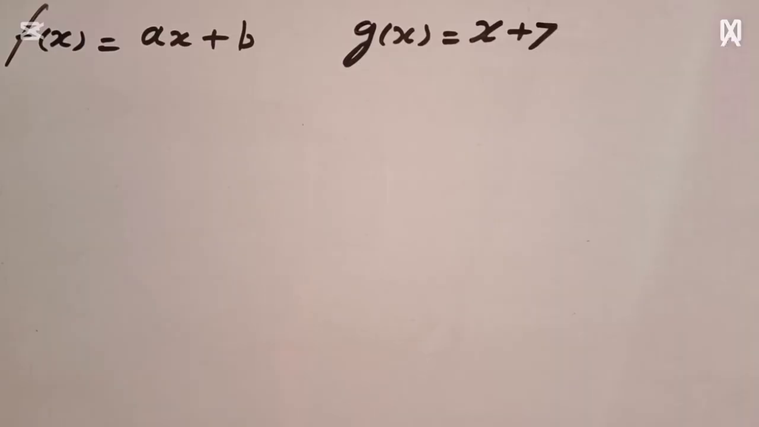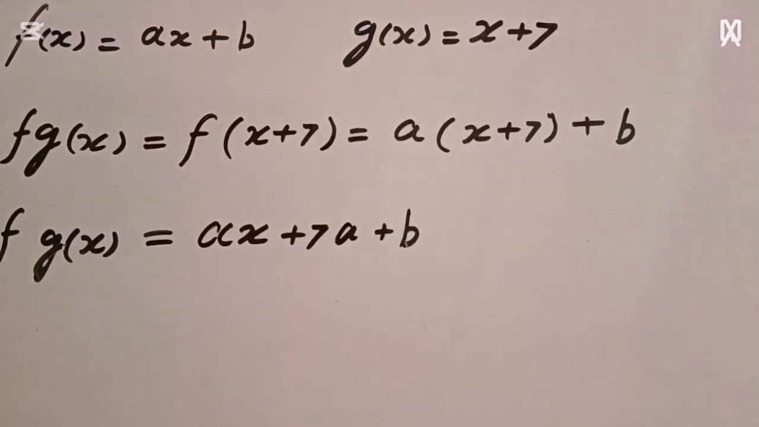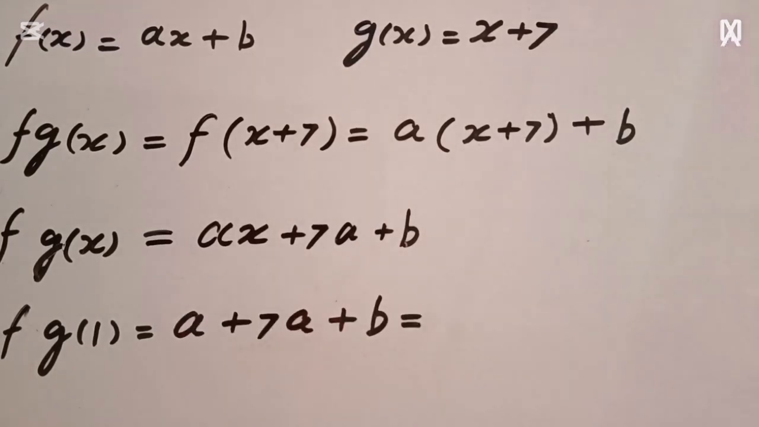These are two functions, f(x) = ax + b and g(x) = x + 7. First we find f(g(x)). So f(g(x)) = ax + 7a + b. f(g(1)) is given as 7. It becomes 8a + b.